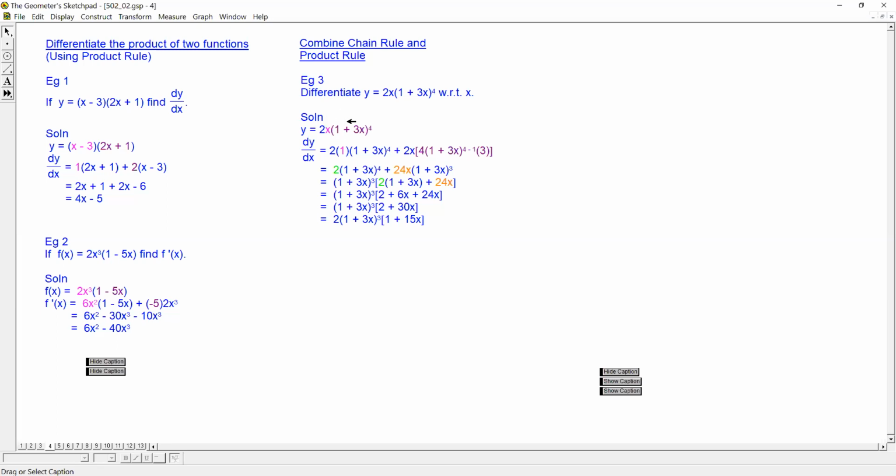Okay, so I'm going to show you how I'm going to do it. Now there are two functions. One function, pink color, x. Another function, 1 plus 3x raised to the power of 4, and this second function is a composite function. The way we are going to do it is differentiate the pink color, keep the purple color. Differentiate the purple color, keep the pink color. Okay? The method.